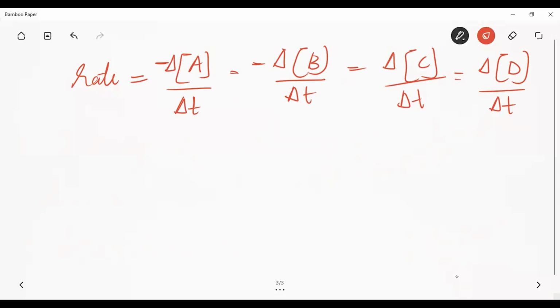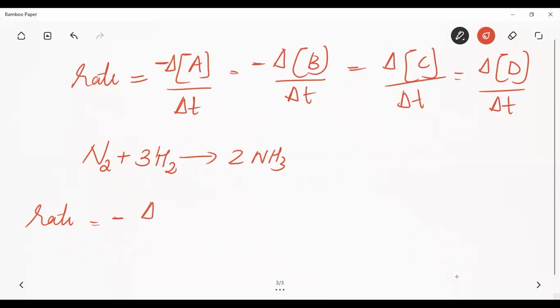Okay, let us consider one example. You will get clarity. For example, N2 plus 3H2, sorry, not equilibrium. It is reacting. It's an equilibrium reaction. So it is reacting to form 2NH3. How will you write down the rate formula? So rate is equal to minus delta concentration of N2 over delta T.